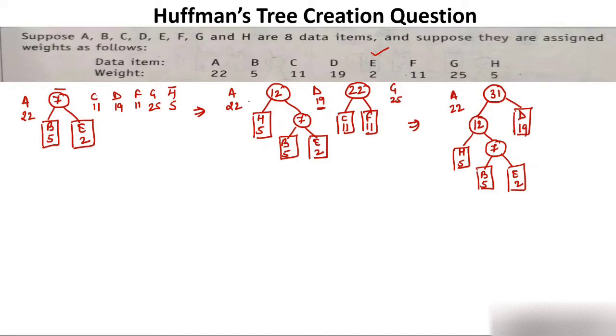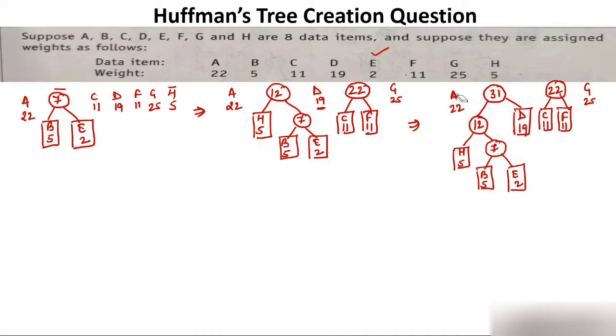Now you are left with A22, a 22 from C and F, and the last you have G25. You are left with four weights. Now you have to select two minimum. What are the two minimum? 22 and 22 are the two minimum. So when 22 and 22 are the two minimum, you add them.